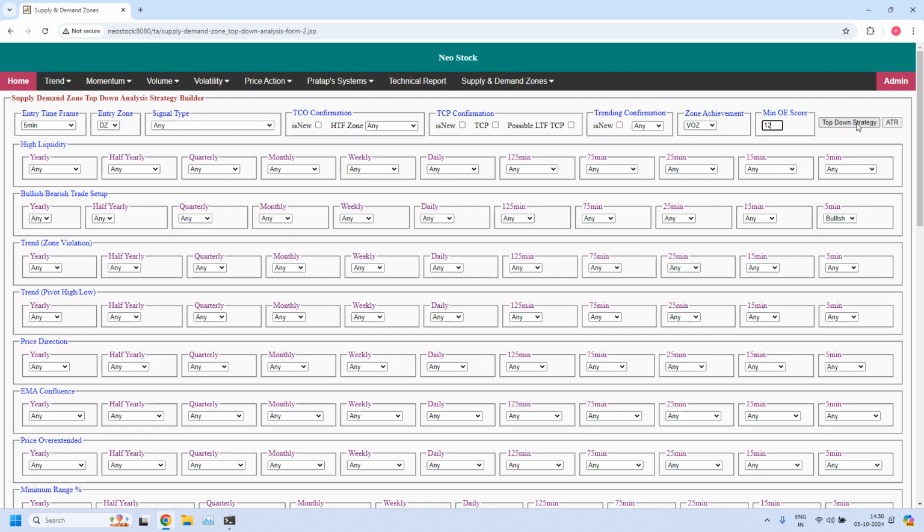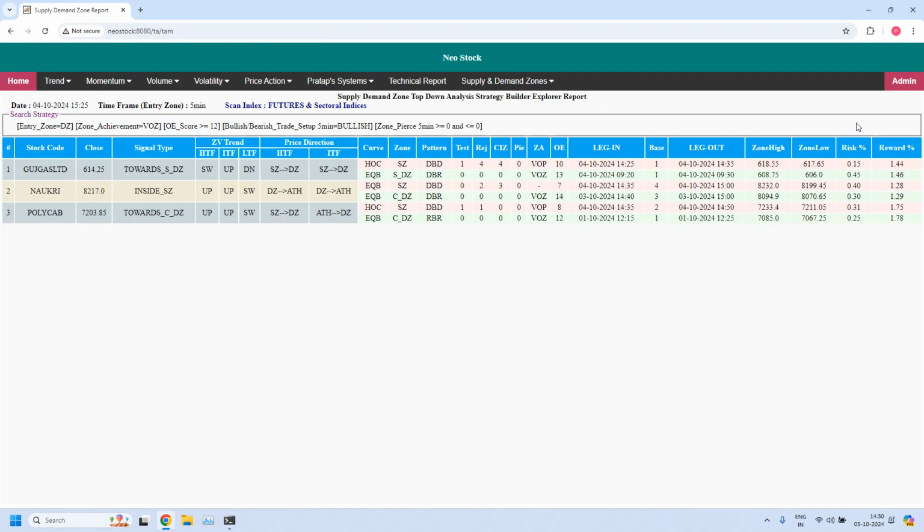Let's verify. 3 stocks are filtered. All these 3 stocks are currently supporting bullish trade setup for hourly income trade, that is entry time frame 5 minutes.